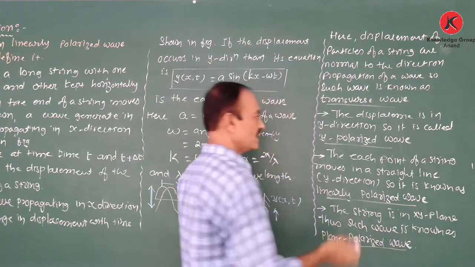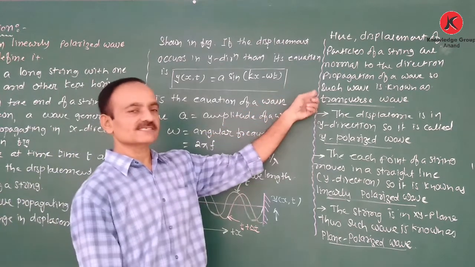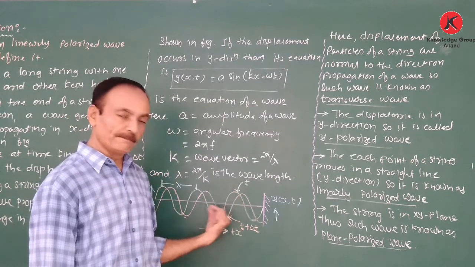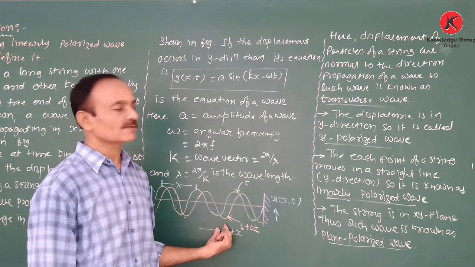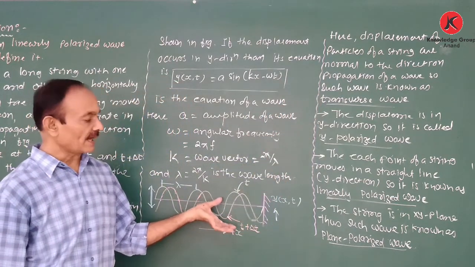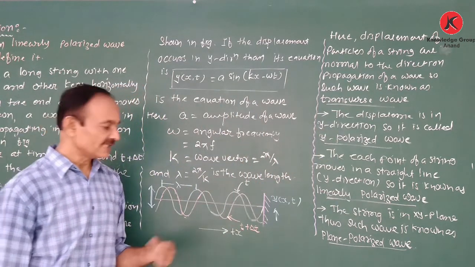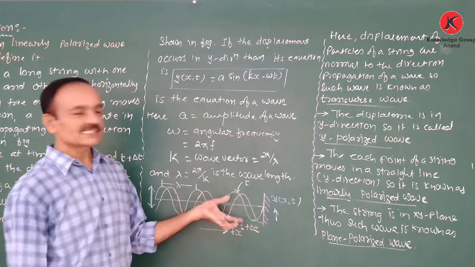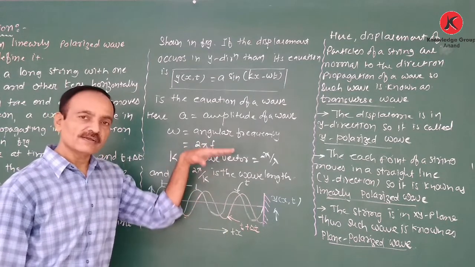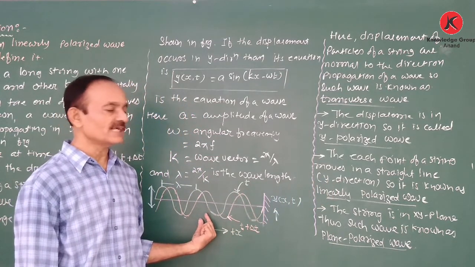So those are the definitions of the different types of wave. The wave produced in a string is a transverse wave, because the oscillation or displacement of the particle occurs perpendicular to the direction of propagation of the wave. Here the displacement of a particle is along the y direction, therefore it is a y polarized wave. Third, the displacement of each point of the string moves up and down in a straight line, the y direction, so it is also a linearly polarized wave.